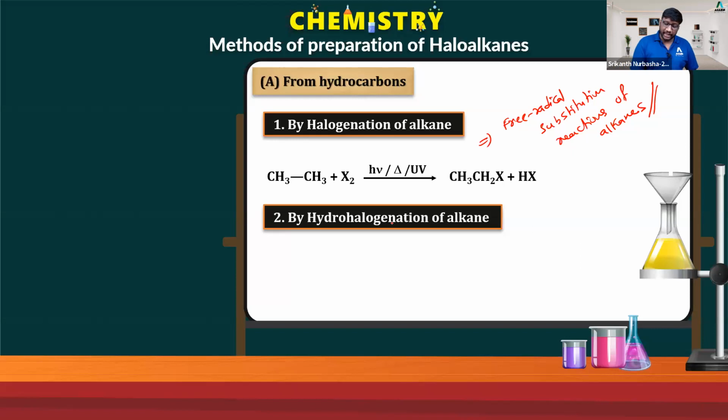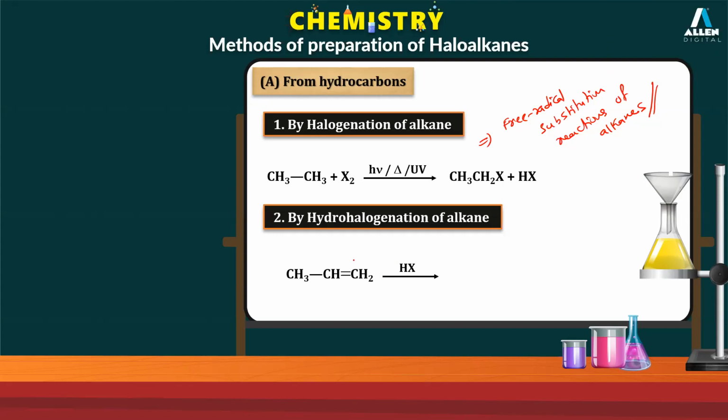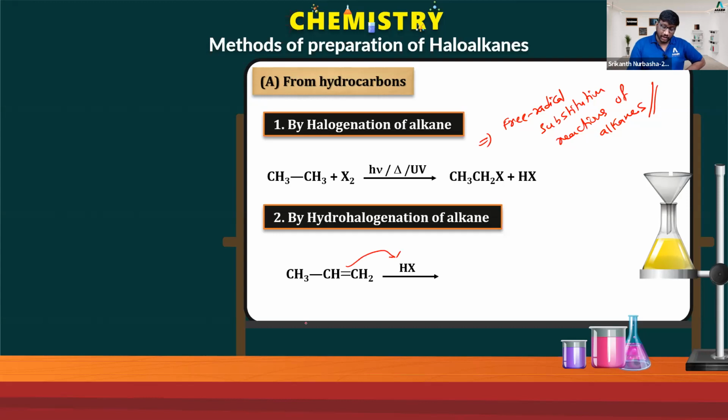Second, you have by hydrohalogenation of alkene. CH3 CH double bond CH2, that is addition of halogen acids to alkenes. What is the mechanistic approach? The first step is the rate determining step. What is that step? Formation of carbocation. Very good. The pi electron attacks H plus. You get, with respect to carbocation, the more stable carbocation.